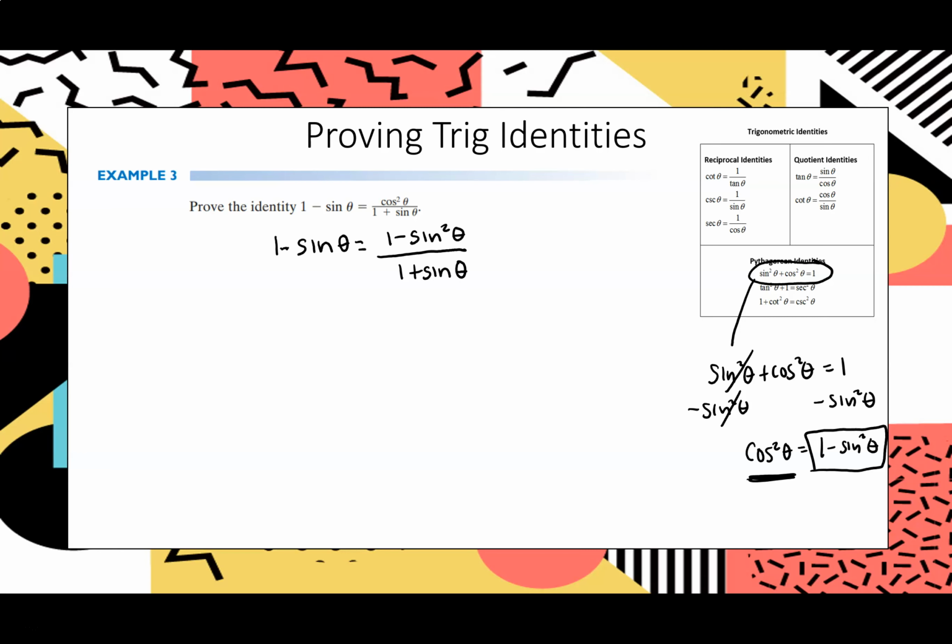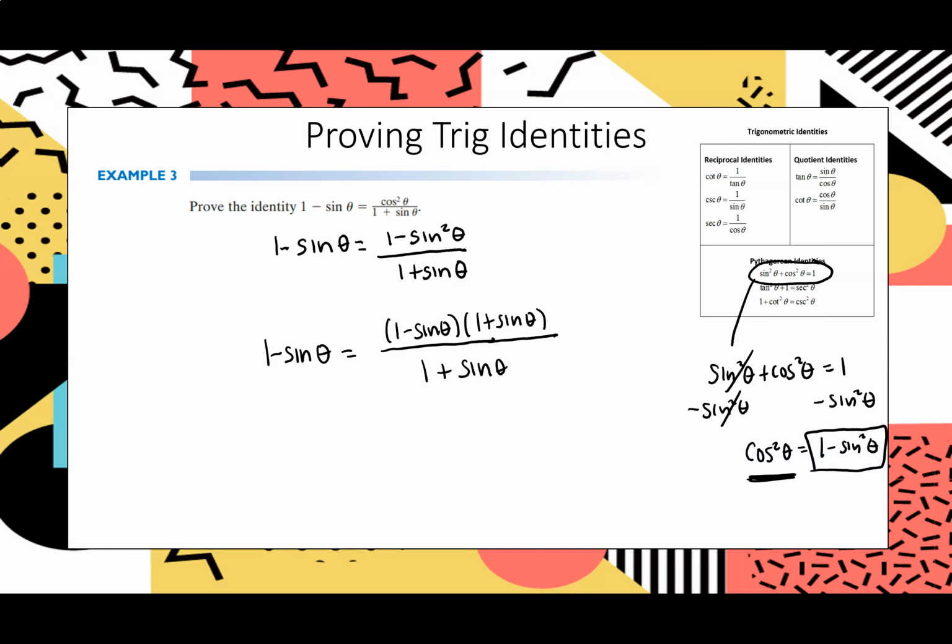Now you might be able to recognize this right here as a difference of squares. We've reviewed this. So I can rewrite that numerator as 1 minus sine theta times 1 plus sine theta. And if you're confused about why that's true, go back to our review where I showed you how to factor difference of squares. And I still have in the denominator my 1 plus sine theta.